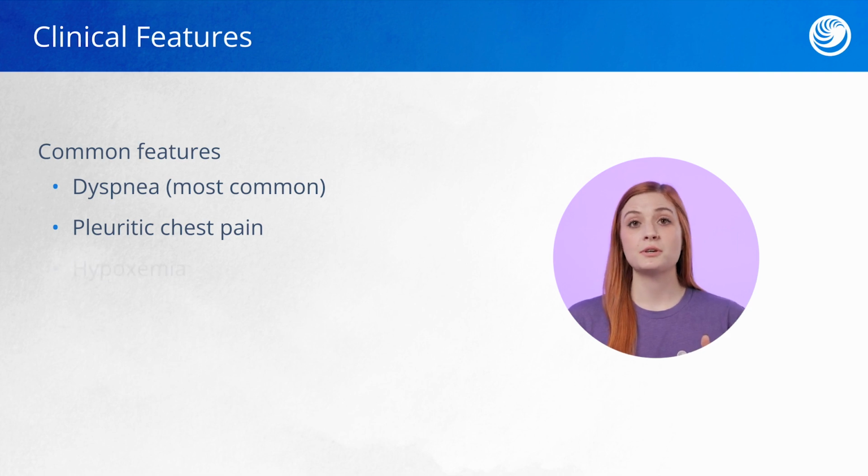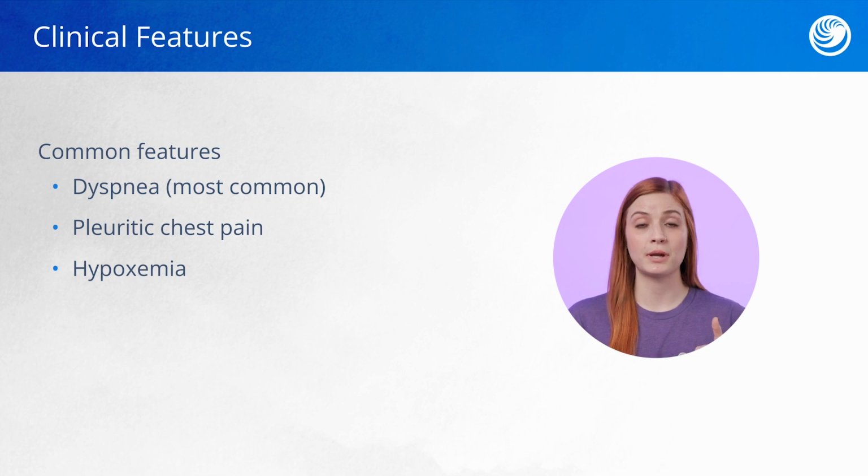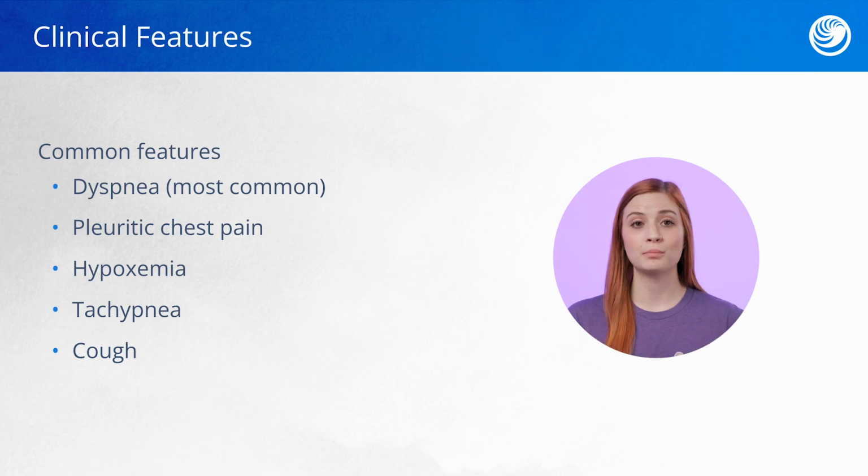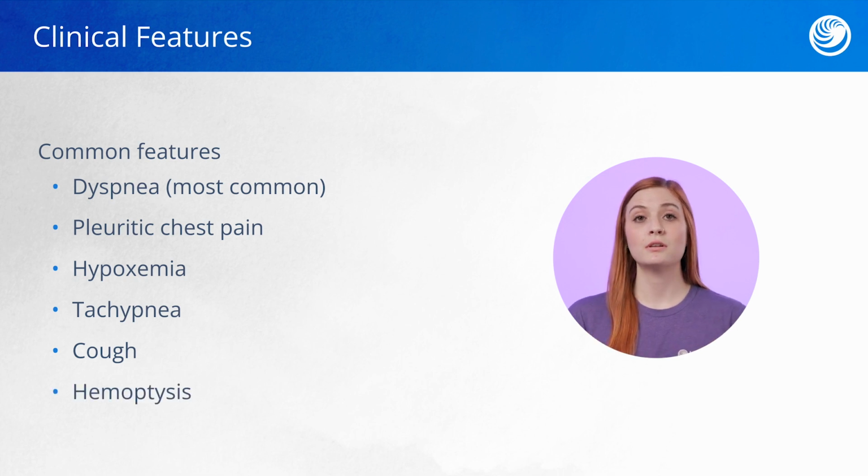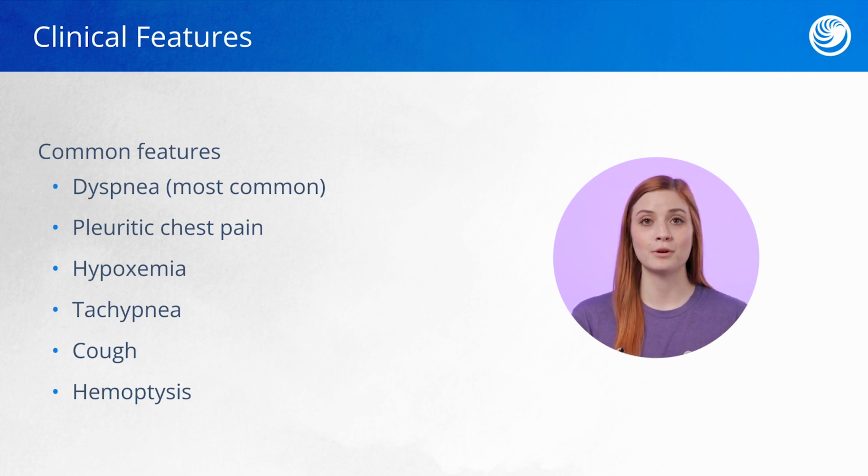Because perfusion is decreased, hypoxemia will be common. To compensate for all of this, clients are going to increase their respiratory rate or have tachypnea. Clients may also have a dry cough or eventually begin coughing up blood. If there is damage to the lung tissue from the pulmonary embolism, there's going to be irritation and bleeding at the site, and that's where the blood is going to come from.